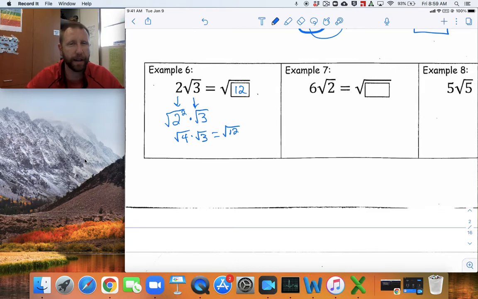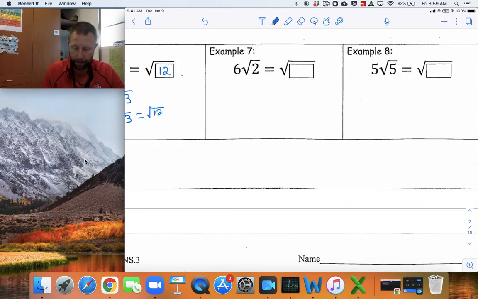So it's kind of like combining like terms in a way. They both are under the radical. I can multiply them together under the same radical. 4 times 3 is 12. That's it. For the next one, I'm doing the same thing.